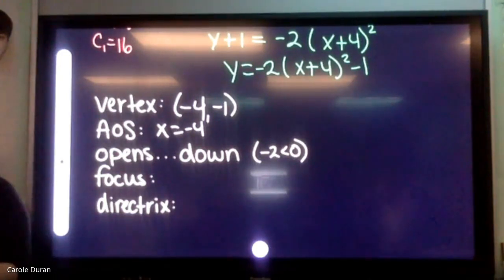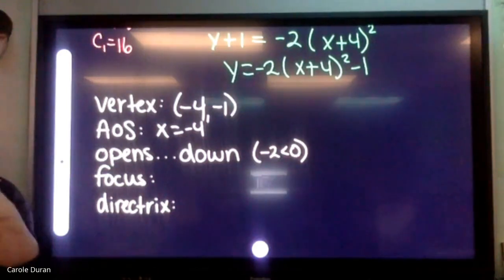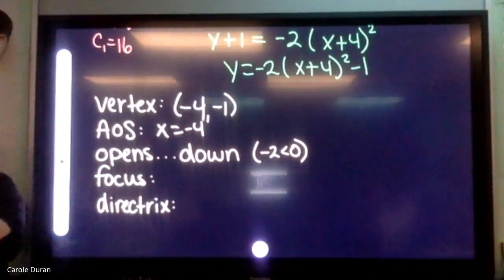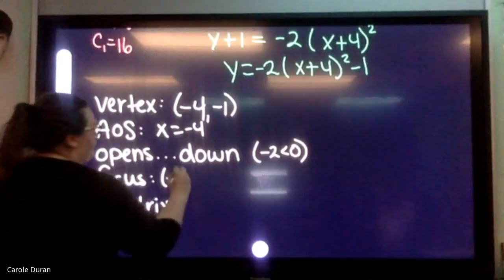So now let's go ahead and find my focus and my directrix. Again, these come directly from that table that you wrote down in your notes. We're going to go to the middle column because that's the column for my vertical parabolas. What are the coordinates for the focus of a vertical parabola? Are we changing the x value or are we changing the y value? The y. So my x value is going to stay the same.